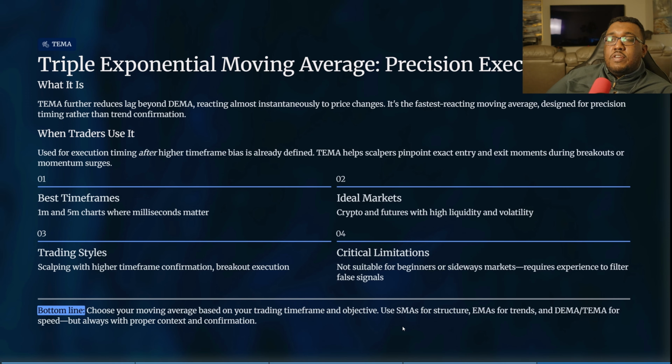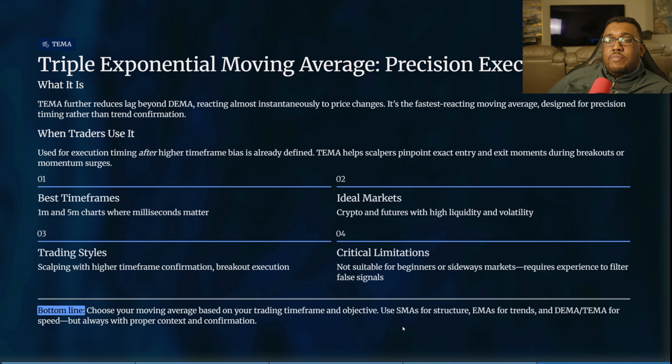It's used for execution timing after higher time frame bias is already defined. TEMA helps scalpers pinpoint exact entry and exit moments during breakouts and momentum surges. Did you see this point right here? After higher time frame bias is already defined. If you're going to be using this on the 1 minute chart, the 5 minute chart, or the second chart, whatever, you have to make sure the hour chart, the 4 hour chart, is also bullish and very bullish, so you have a clear idea of where the market is heading. That way you can only go longs and make yourself some really easy money doing that.